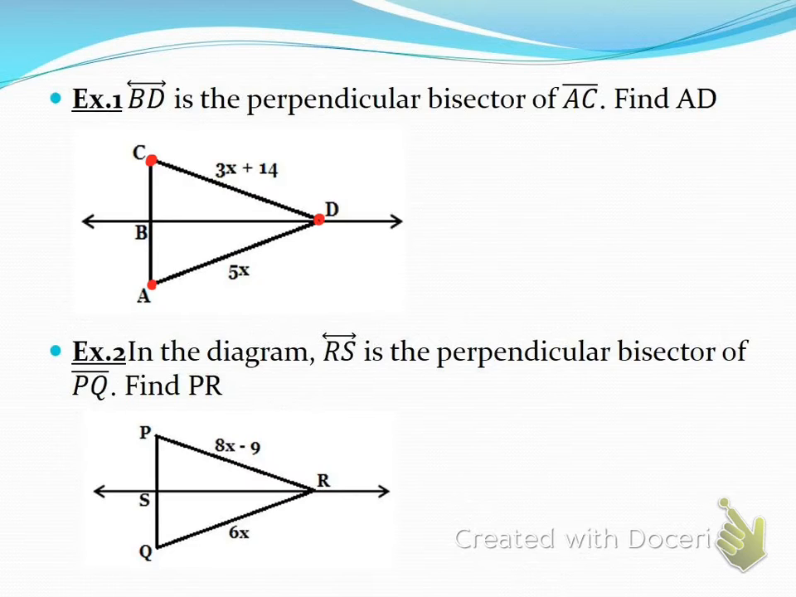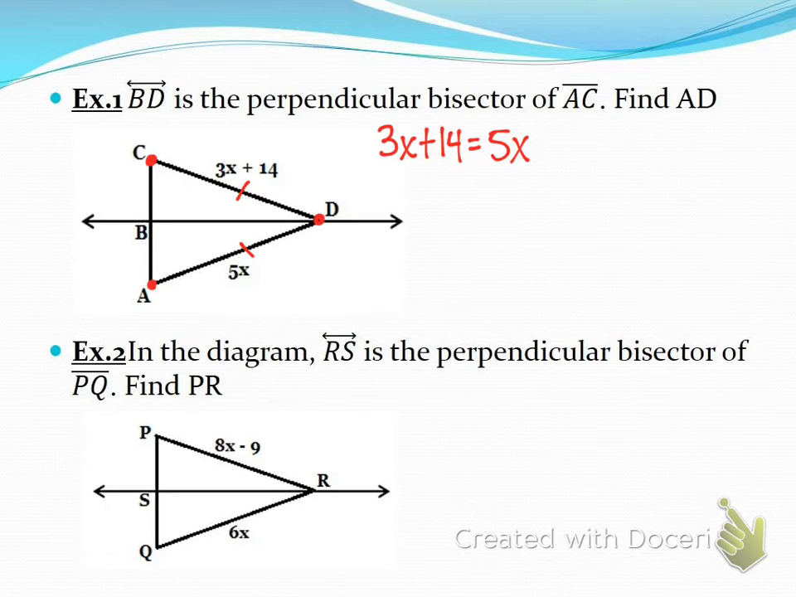Okay, D is on the perpendicular bisector. It has to be equidistant from points A and C. So we could mark those congruent, which means we could set up what equation? Wonderful. 3x plus 14 equals 5x.